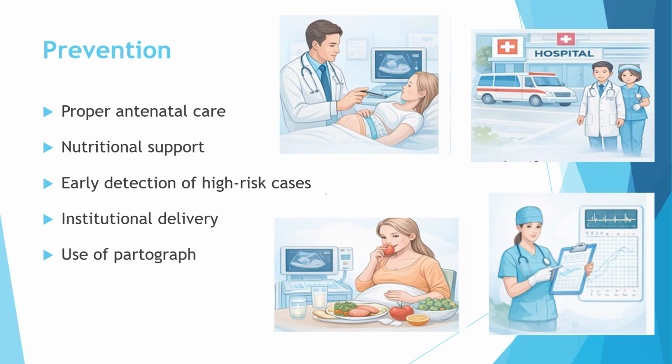All right, class. Finally, let's understand prevention of obstructed labor. Obstructed labor can often be prevented with proper care. First, regular antenatal care helps us identify problems early. Good nutrition is important so that the mother's body, especially the pelvis, develops well. We should also focus on early detection of high-risk cases so they can be managed before complications occur. Institutional delivery is very important because trained professionals can handle emergencies. And using a partograph during labor helps us detect delay in progress early and take timely action. So overall, prevention is all about early care, proper monitoring, and timely intervention.